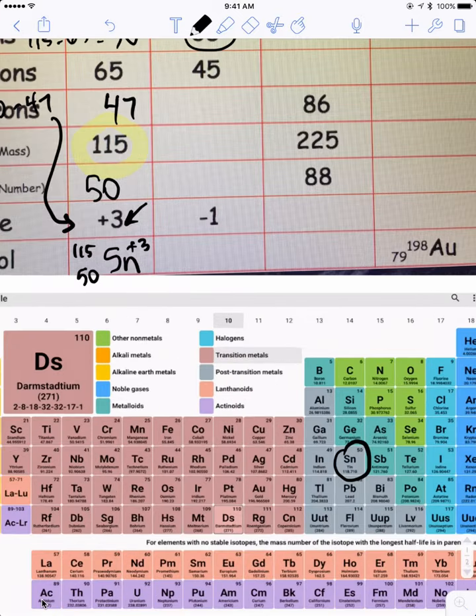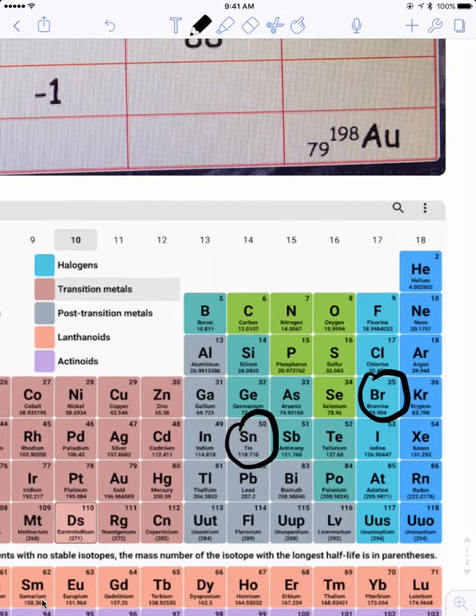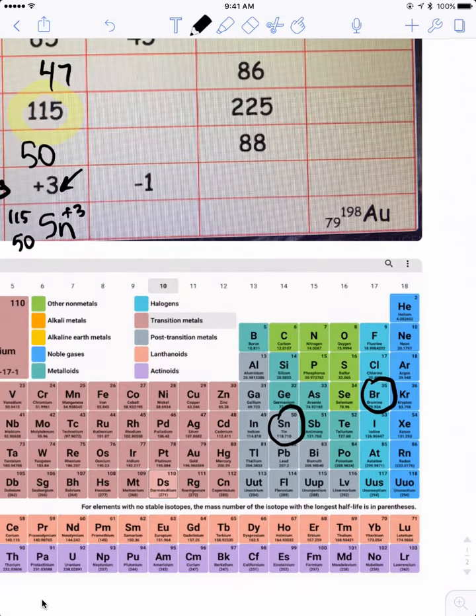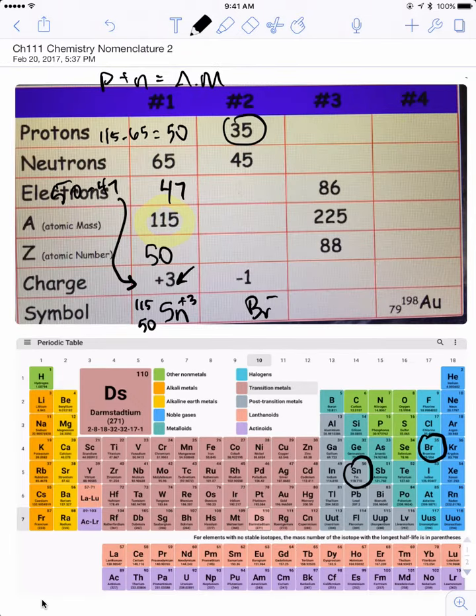Now for the second one, we have the number of protons, so we already know the chemical identity. 35 happens to be bromine in this particular case. So we know this is bromine. We know it's -1, so we put that there. We also know that for this particular element, the number of neutrons is 45. So 45 and 35, that makes it 80.